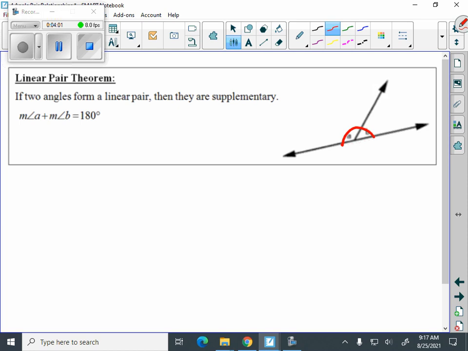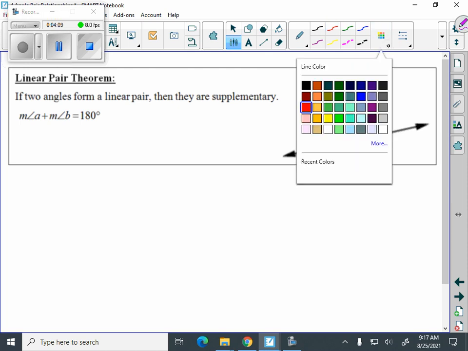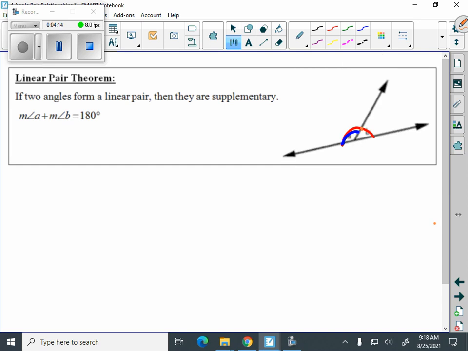And what we can say is the measure of angle A, so here's angle A, and the measure of angle B, A and B combine to be 180 degrees.